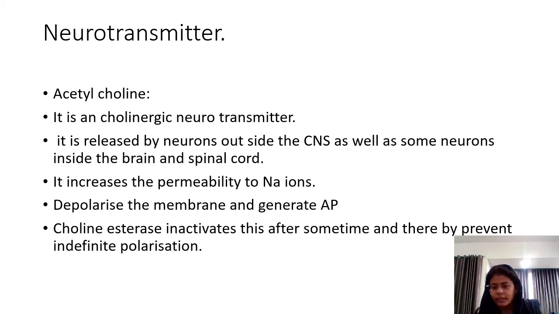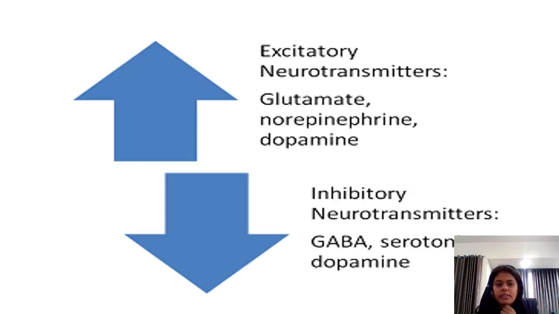When it is released, the impulse starts, it excites, and how is it stopped? It's stopped by the action of another enzyme which is called cholinesterase, which inactivates acetylcholine after some time. Otherwise, continuous excitation occurs, which is prevented by the enzyme called cholinesterase.